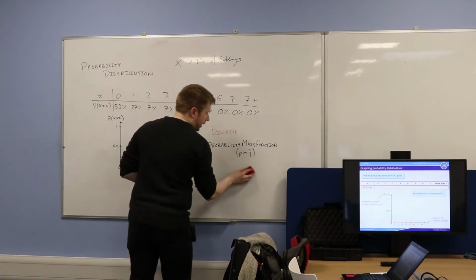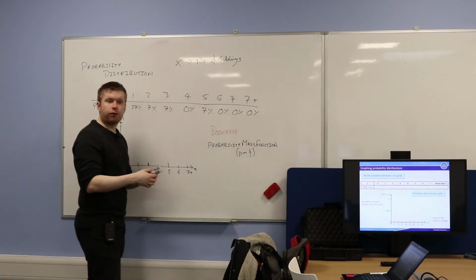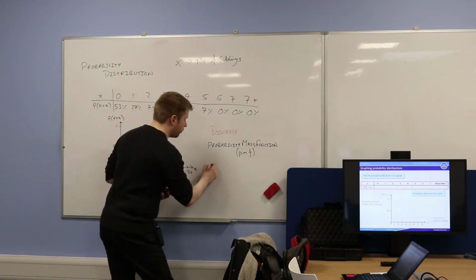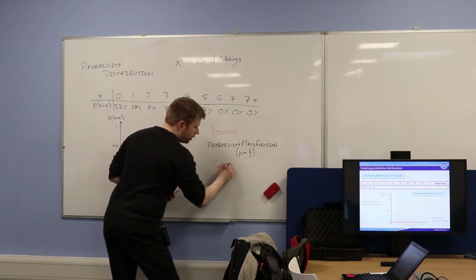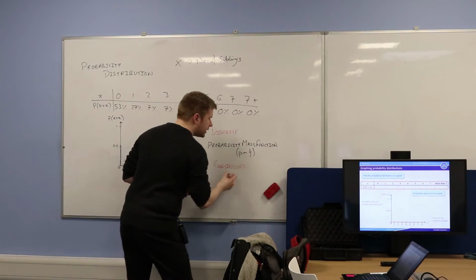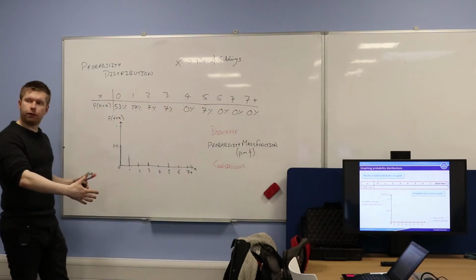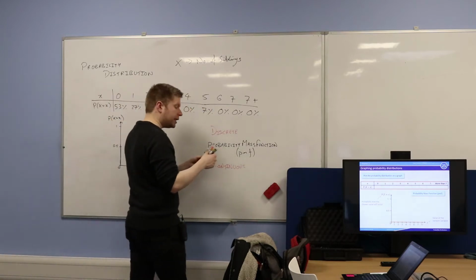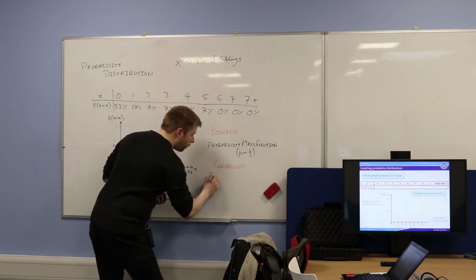Now, interestingly, we will look at continuous random variables, the continuous case. If I had a continuous random variable, and I drew the graph of that, we would call that not a probability mass function, but a probability... does anybody know?